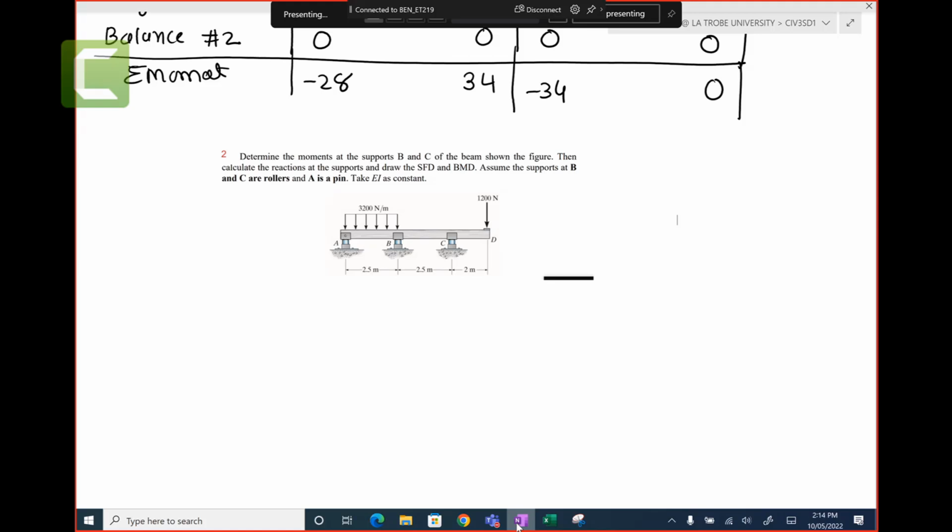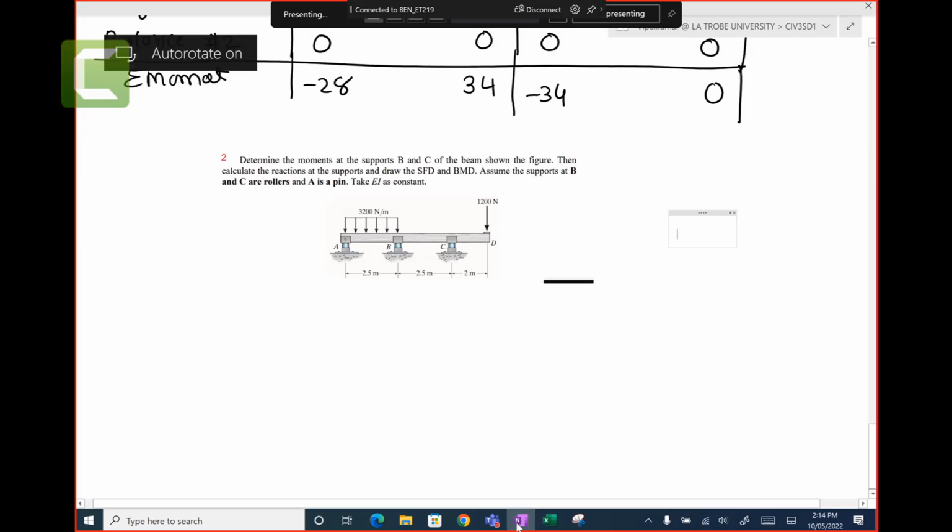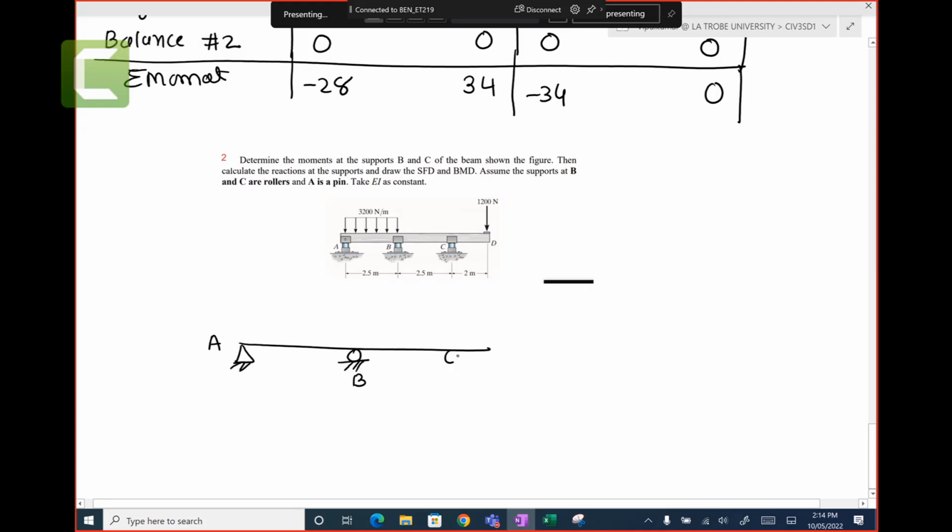So the figure looks like here that A is a pin, B is roller, C is roller. Let's remove this overhang part. And instead of overhang, I can write 1200 newtons times by these 2 meters, so 2400 Newton meters. UDL load, Newton per meters, 2.5 meters. And that's it, right?